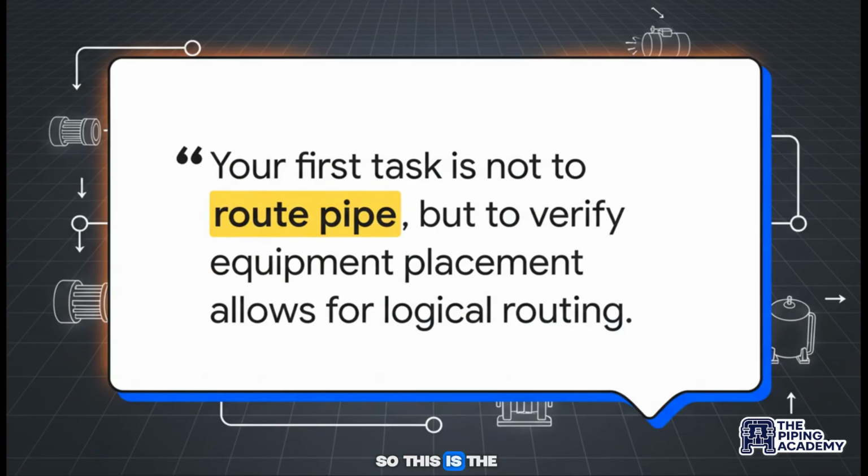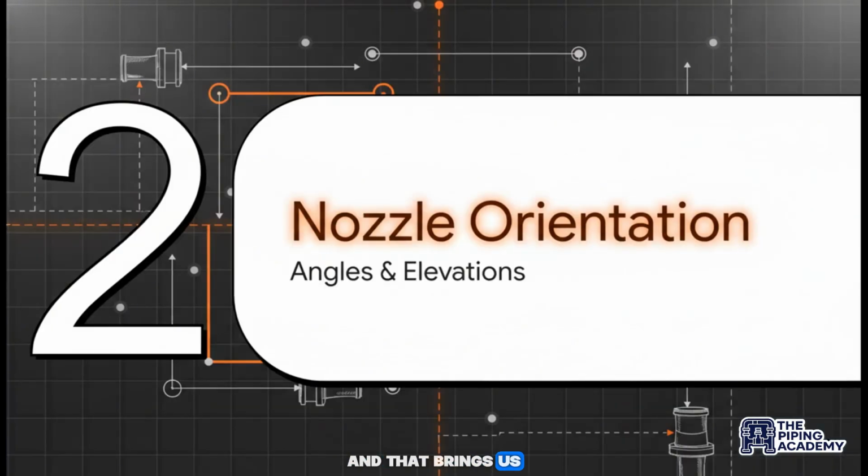So, this is the crucial point, the main takeaway here. Your first job as a designer isn't to start routing pipe. It's to stop, look at the equipment placement, and ask, does this even allow for a logical routing path to begin with? And that brings us right to our next point, which is how nozzle orientation becomes the primary thing that controls your entire piping route.